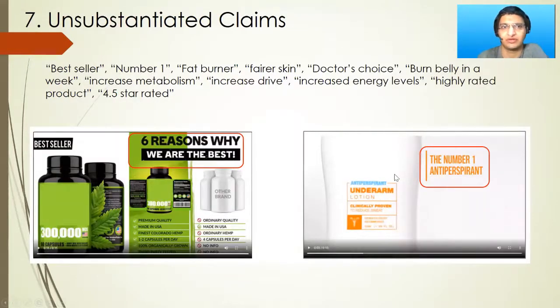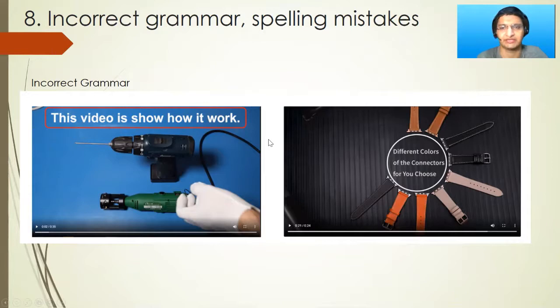The seventh is about having unsubstantiated claims within the product. Talking about the product being a bestseller or number one or a fat burner, fairer skin, and the other kind of terms that I've mentioned in the slide are not permissible. Eighth is incorrect grammar and spelling mistakes in any of the frames. So these kind of mistakes lead to poor customer experience, and we should be careful about the use of our language.